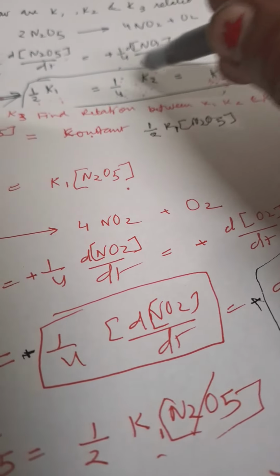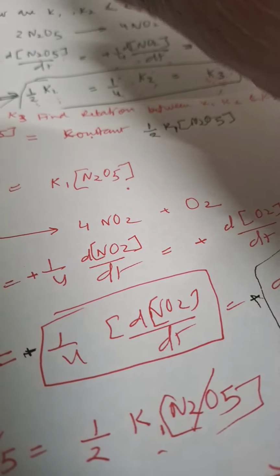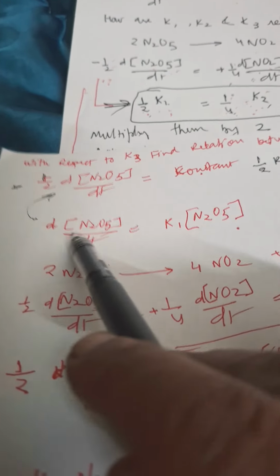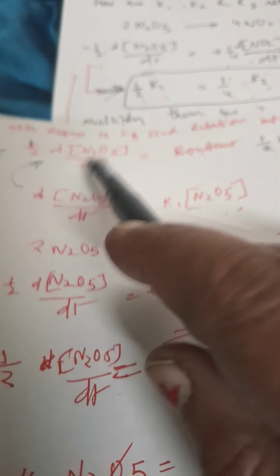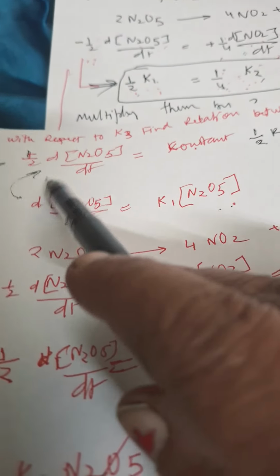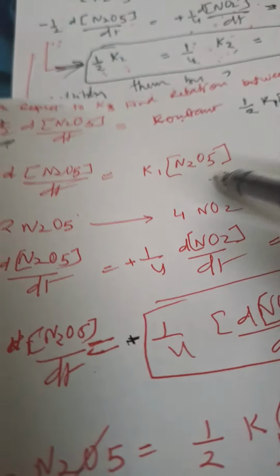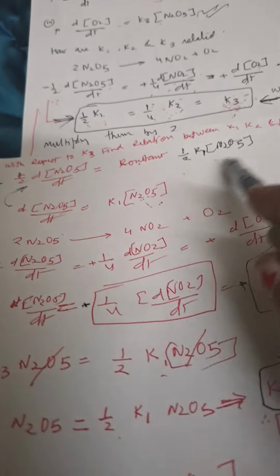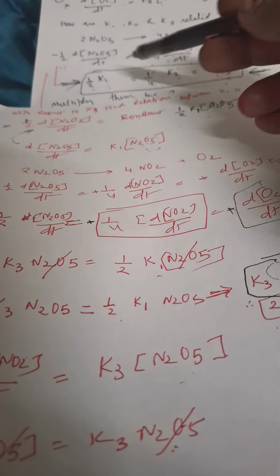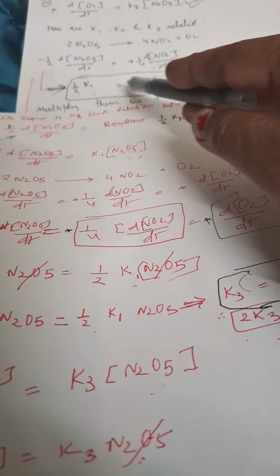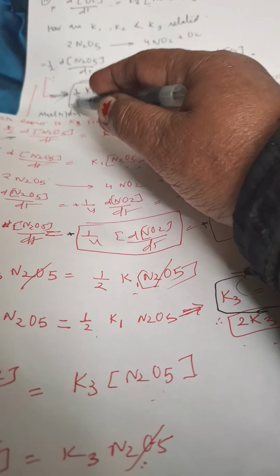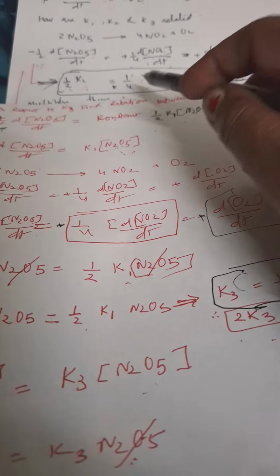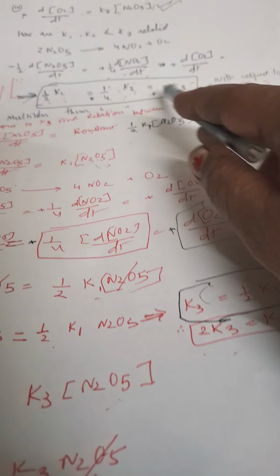Okay, so I have written 1/4 K2, half of K1 here. Here also I have shown you that d[N2O5]/dt is equal to K1 [N2O5]. So half of this will be solved: half of d[N2O5]/dt is equal to half of K1 [N2O5]. Right, so like that we have half K1 is equal to 1/4 K2 and K3. Here the minus and plus signs don't matter, appearance or disappearance will be there, nothing to worry about.